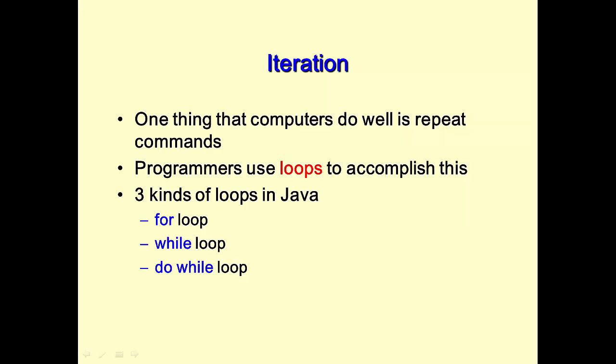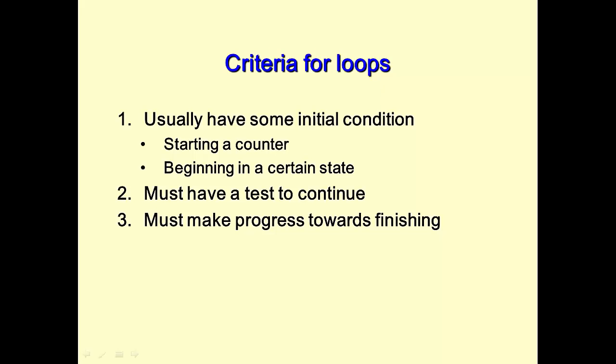So the term that computer scientists use for looping is called iteration. And if there's one thing that computers do really well, it's to repeat commands over and over again. So as I stated before, we have three different kinds of loops in Java that are available to us. It's the for loop, the while loop, and the do while loop.